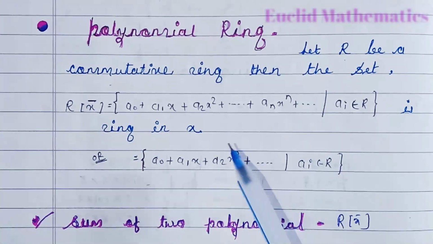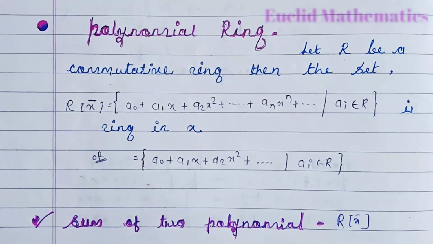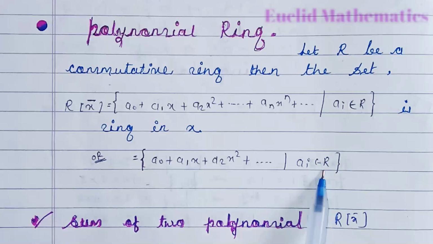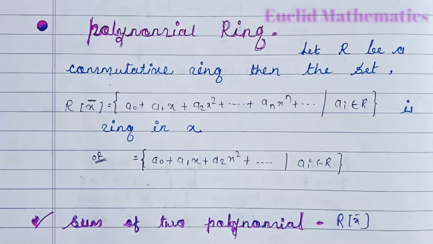Now here we have an nth degree polynomial. In your questions you will get polynomials of degree 2, 3, 4, or 10, multiple types of degrees, but here I explain it for nth degree. So we can write that polynomial as a0 plus a1x plus a2x squared and so on, where all ai belong to R. Okay, so now our main topic here is how to add two polynomials.